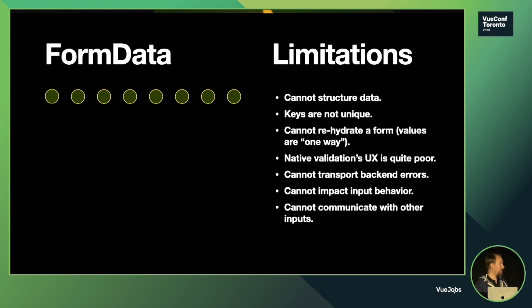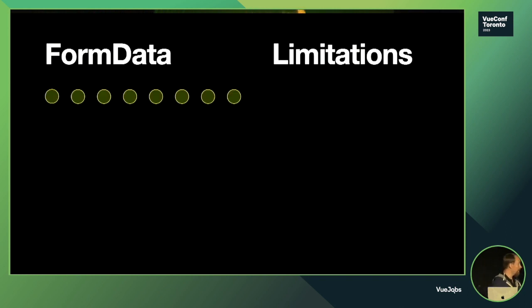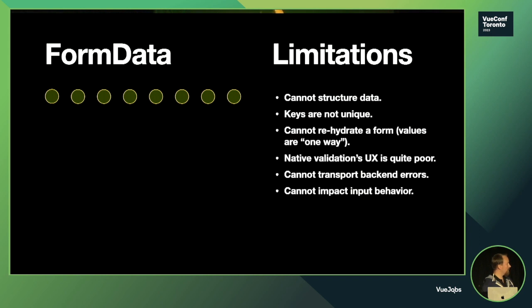Native validation UX is terrible. It's terrible. And on the client service side of my business, I can tell you we've had a lot of problems with that. Where was I? You can't transport backend errors. This is another popular problem. The backend gives you some errors, and now you need to go put them somewhere. And there's no way to get them down into the locations where they need to be. You can't really impact input behavior. You know, like let's say you want an input mask or something like that. You can't do a good job of any of that using things like form data.